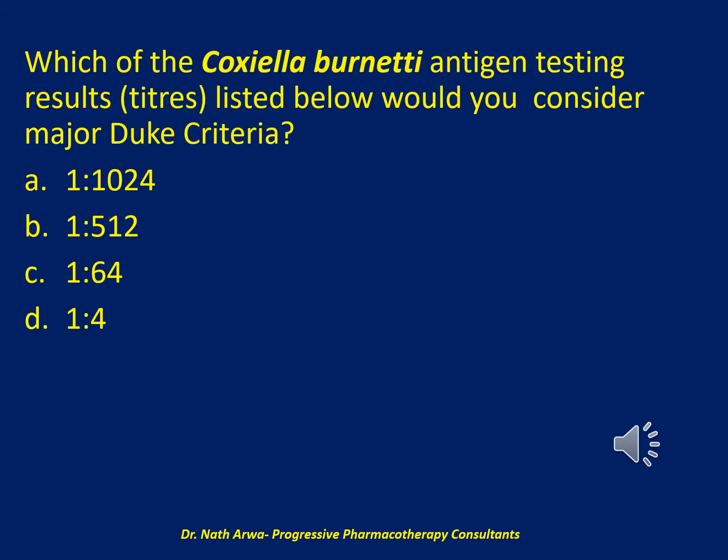And the next question reads: which of the Coxiella burnetii antigen testing result titers listed below would you consider major Duke criteria? Would it be A, 1 to 1024, or B, 1 to 512, or C, 1 to 64, or would it be D, 1 to 4? I will give you a few seconds to choose the correct answer from the listed options.